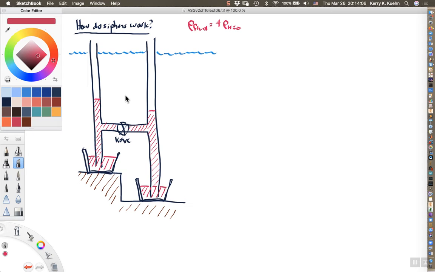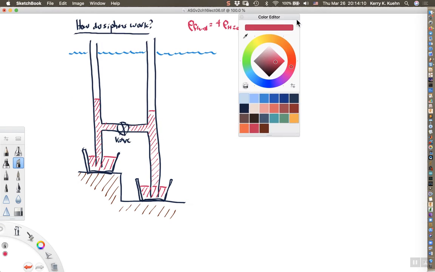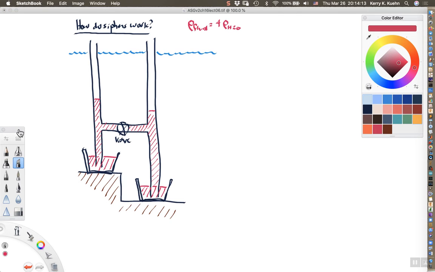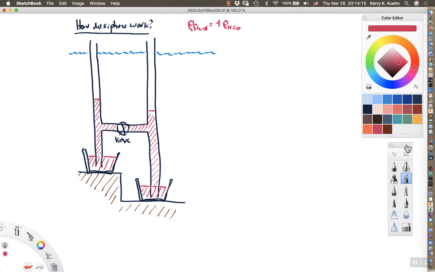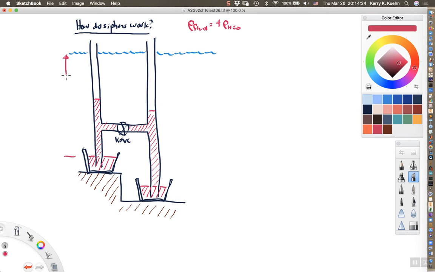Let's suppose we are told that the surface of this fluid on the left-hand side is at a depth of 80 centimeters, or 800 millimeters, below the surface of the water. Okay?